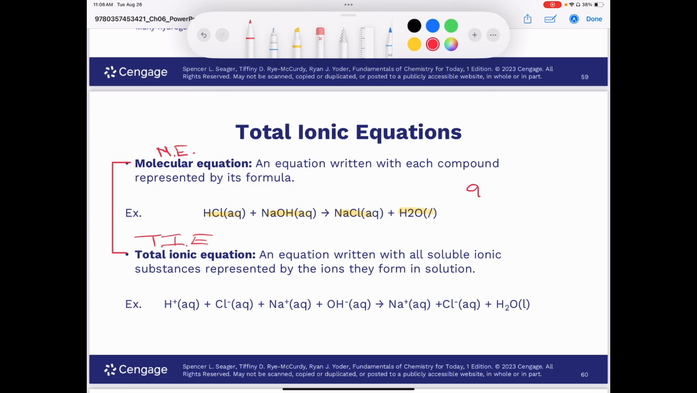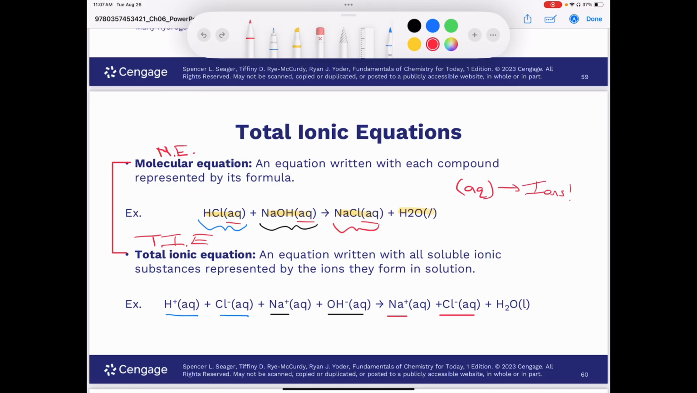The idea is that anything that says aqueous, so that would be the HCl, the sodium hydroxide, and the sodium chloride, not the water that says liquid, but anything that's aqueous, we break it apart into its ions. Now this requires a little bit of chemical knowledge. We know that HCl, since it says aqueous, is made out of an H+ ion and a Cl- ion. Then sodium hydroxide, which is aqueous, is made out of a sodium cation and a hydroxide anion. Then sodium chloride is made from a sodium cation and a chloride anion. And the water, we leave that the same. Why? Because it says liquid.